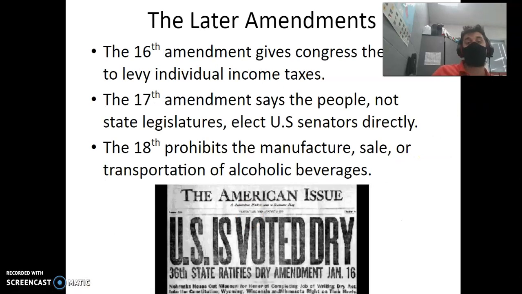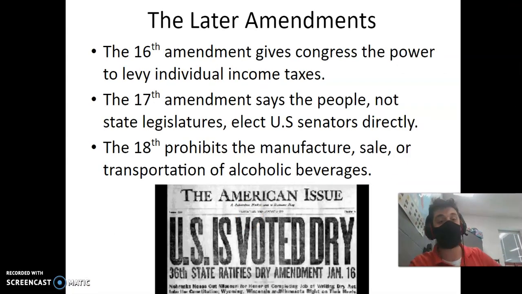All right, anyways. The 16th Amendment gives Congress the power to levy income taxes. Oh, the income tax, yes. The government didn't used to have power to take money straight from your paychecks, but now they do, because they need it, apparently. So they passed a whole amendment to give them the power to do so.